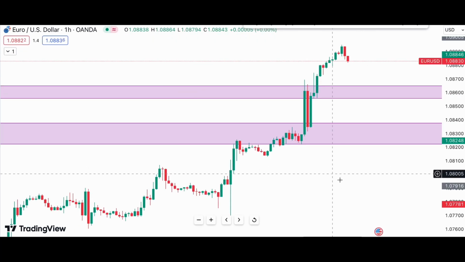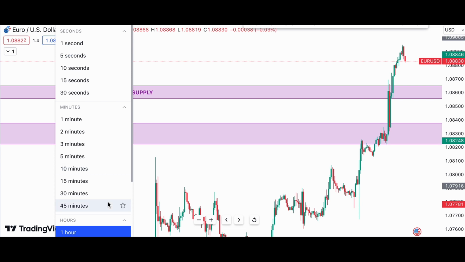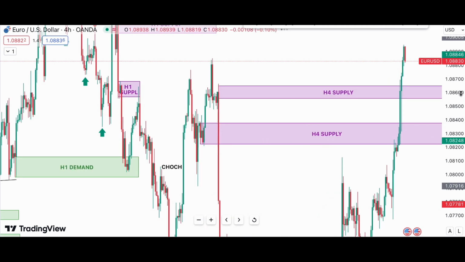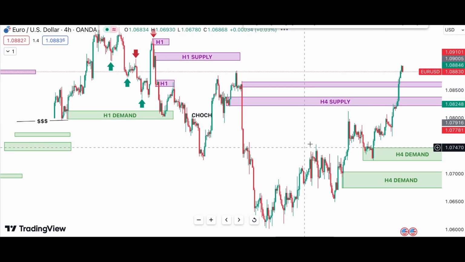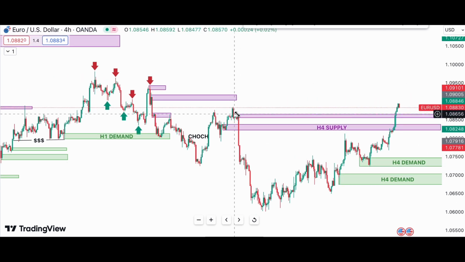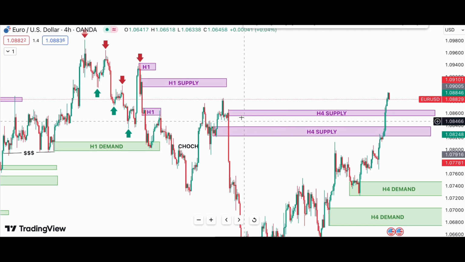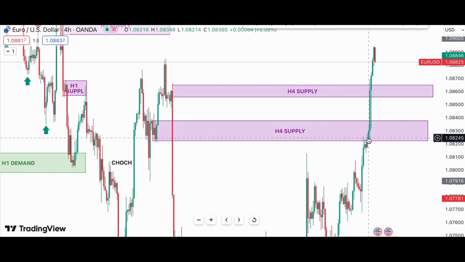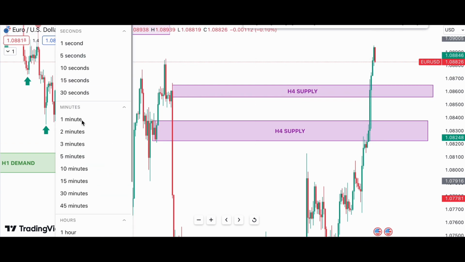For the EU, it is the same as well. Based on the H4 right here, this is very important, guys. A very important H4 choch happens here. Here we got a slight reaction in the lower time frame, and right here another lower time frame reaction, but not much, I think around 30 or 50 pips.